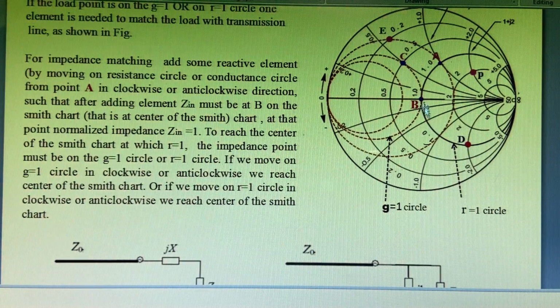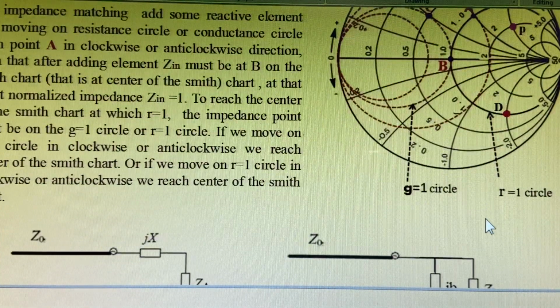Point D should be on the R is equal to one circle, or it may be on the G is equal to one circle, that is the conductance circle, G is equal to 1. If the point is like C, A and D, by adding a single element, you can get impedance matching as we discussed in the previous topic.